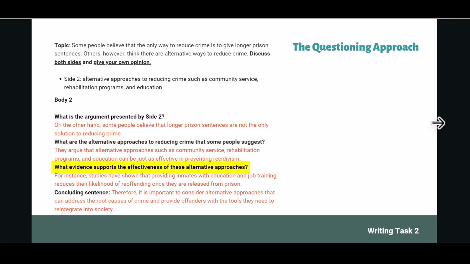Do they have any evidence to support the effectiveness of these alternative approaches? For instance, studies have shown that providing inmates with education and job training reduces their likelihood of reoffending once they are released from prison. And then, your concluding sentence: therefore, it is important to consider alternative approaches that can address the root causes of crime.